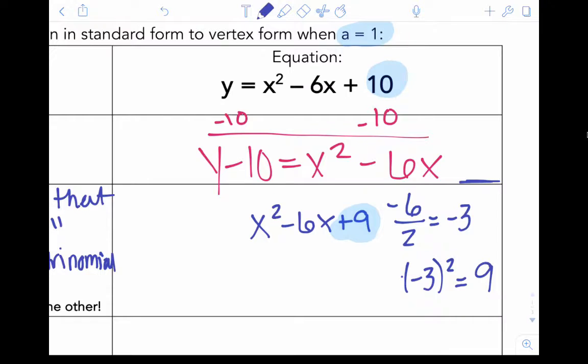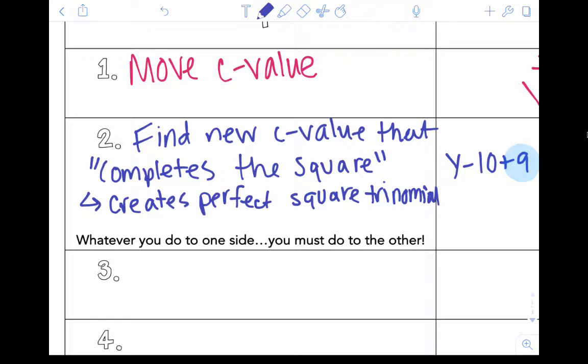If I add 9 to the right side of this equation, then that means I need to add 9 to the left side as well. So the second step is to figure out what this number is and then to add it to both sides. So a reminder, whatever you do to one side, you must do to the other side of the equation.